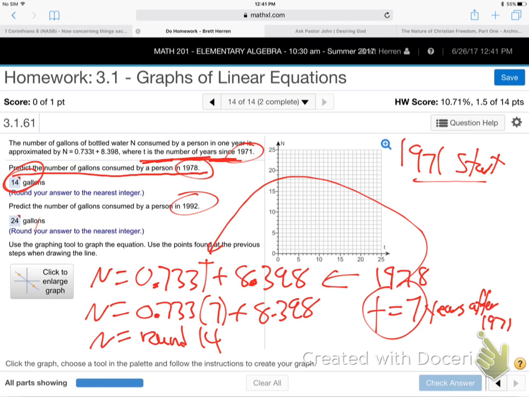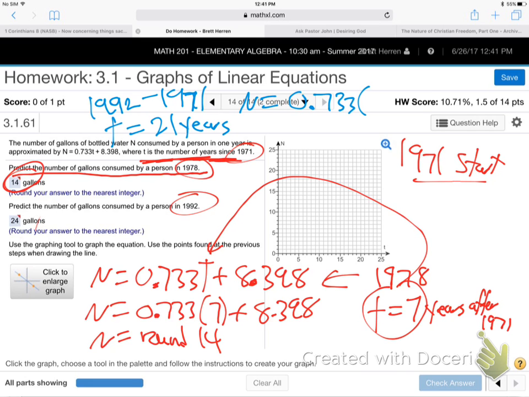So what are you going to plug in? I'm running out of room here. 92, subtract 1971, that's 21 years. So t equals 21, you're going to plug t equals 21 in. Does that make sense? T equals 21, plug it in the same formula, 0.733, plug in 21, right there, 21.